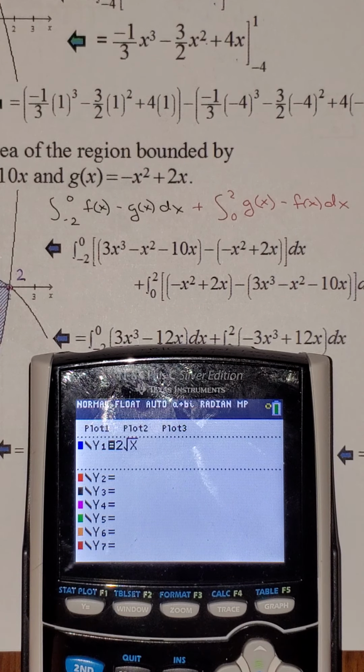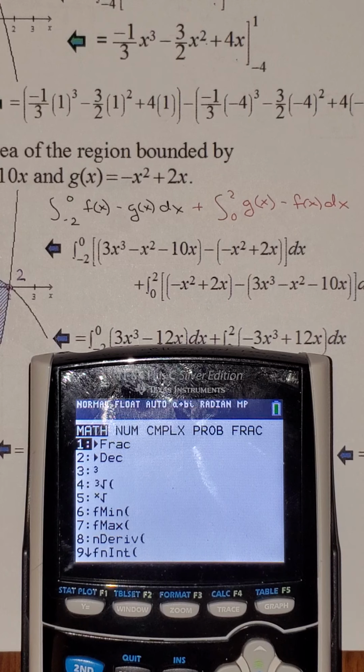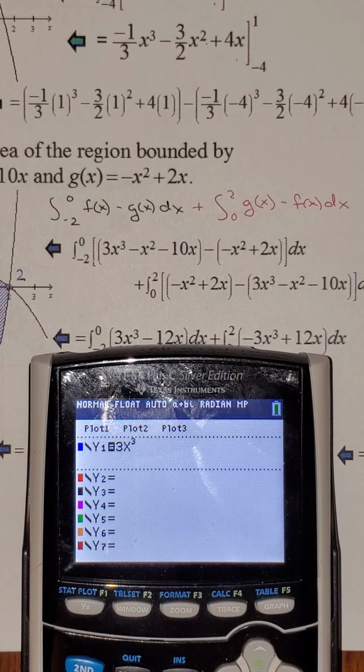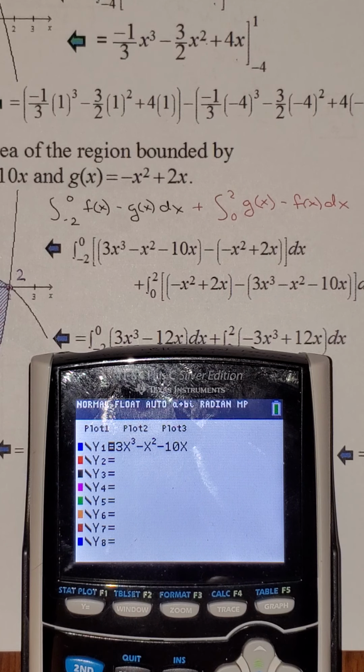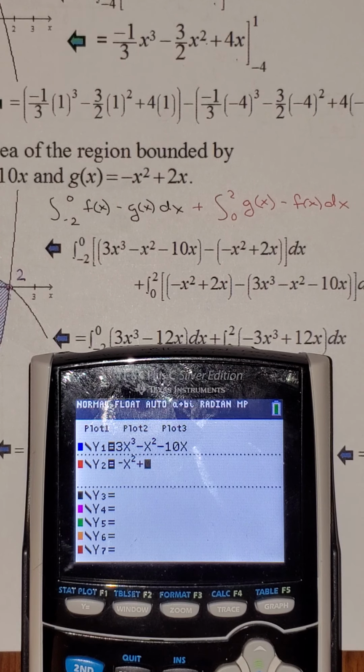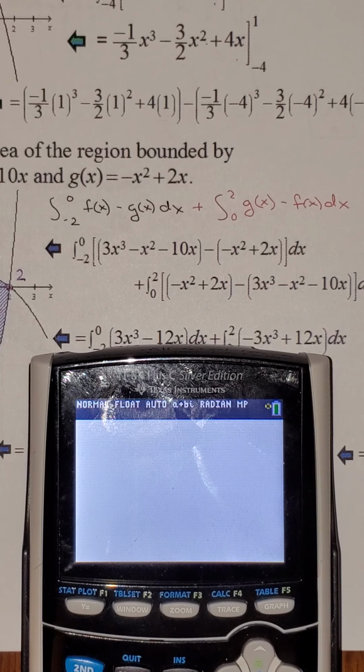I'm going to go to y equals. I'm going to put f of x. F of x is 3x cubed minus x squared minus 10x. That's y1. G of x is negative x squared plus 2x. Now watch what I can do here. Let's say I want to get this problem done very quickly. I wouldn't recommend doing this every time. If you get stuck, I'd recommend this.